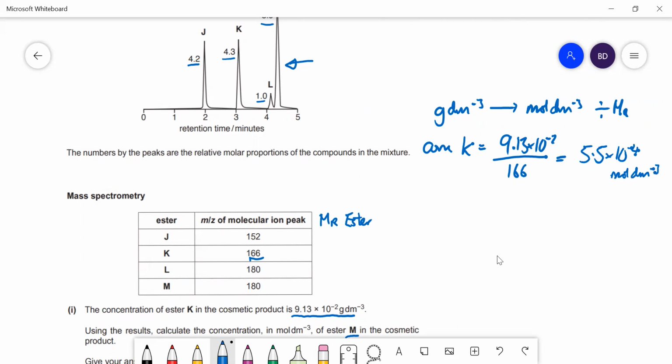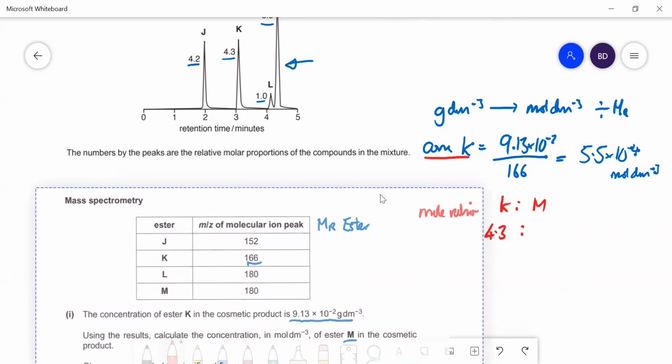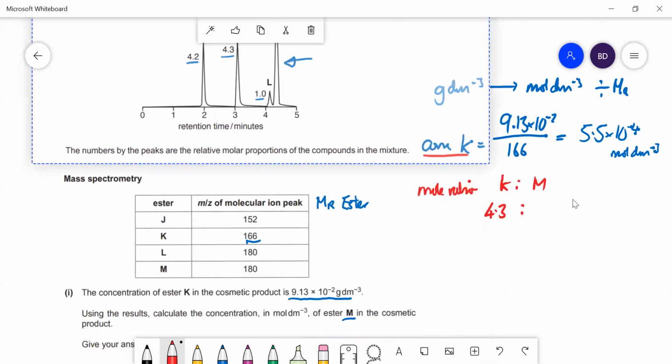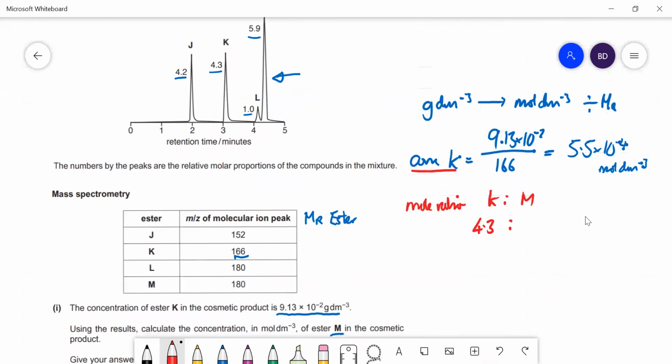Now we've got to use this concentration of K to work out the concentration of M. That's what we're interested in. So what the gas chromatogram shows us is the mole ratio of K to M. Well, K is 4.3 and M is 5.9, okay? So I'm going to simplify that ratio by dividing by the smallest number, which is 4.3. 4.3 divided by 4.3 is 1. 5.9 divided by 4.3 is 1.372.